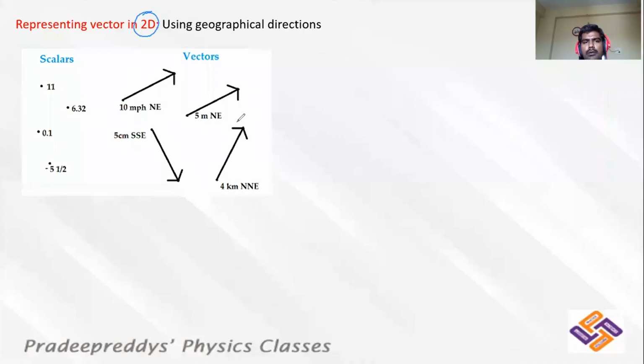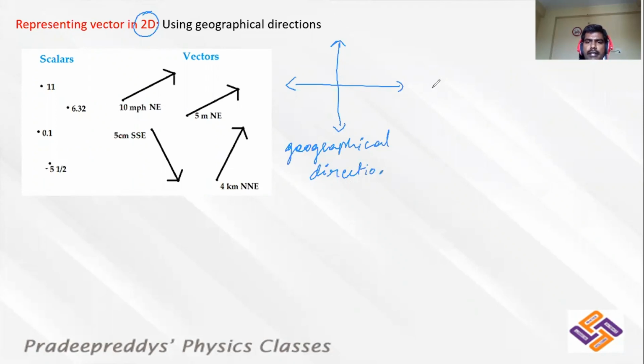Now let us learn how to represent a vector in two dimensions. In two dimensions, when we are representing a vector, you have two possibilities. The first one is you can use geographical directions: north, south, east, and west. So when a vector is in a particular direction, you can use geographical directions and represent that vector. This is the first way.